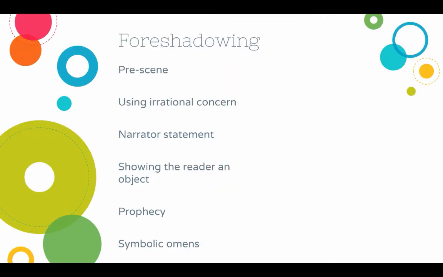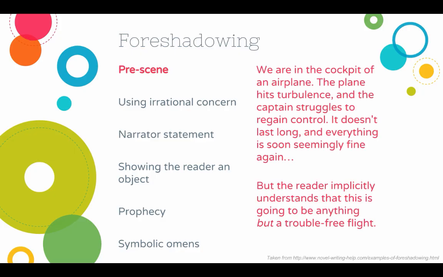Here are some foreshadowing types you can look for as you read novels or watch movies. You definitely don't need to know the types. You just need to know to watch out for foreshadowing in general, and then to do the follow-up thinking that goes along with it. So let's take a look at the first one, pre-scene.